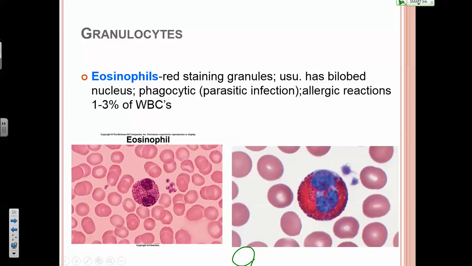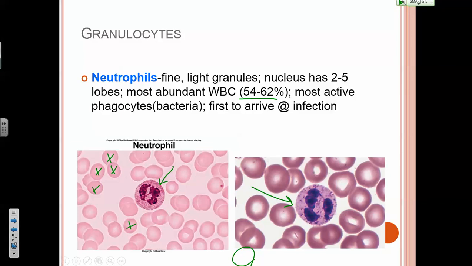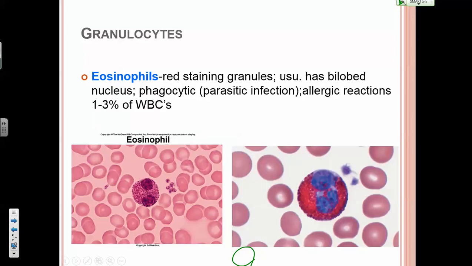Okay, then look at this one. Compare these cells to these, especially the one on the right. It shows it a lot better. Look at the granules. See how they've stained red? And do you see that mostly it's a bilobed nucleus? All right, these are the eosinophils. And they also are phagocytic. They also elevate during allergic reactions.